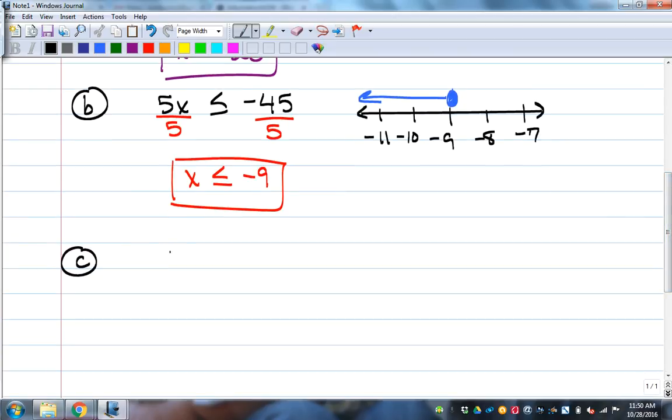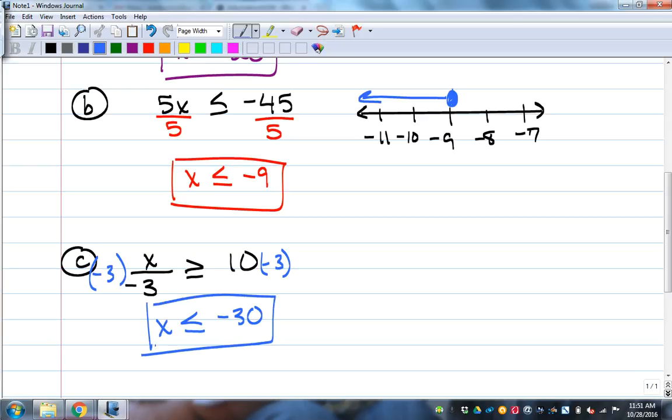It doesn't get too much harder. Let's say we had x over -3 is greater than or equal to +10. What do I do to solve that one? Multiply by -3. So if I multiply by a -3, what do I do to the symbol? Flip it around, and then just work that out. 10 times -3, -30.